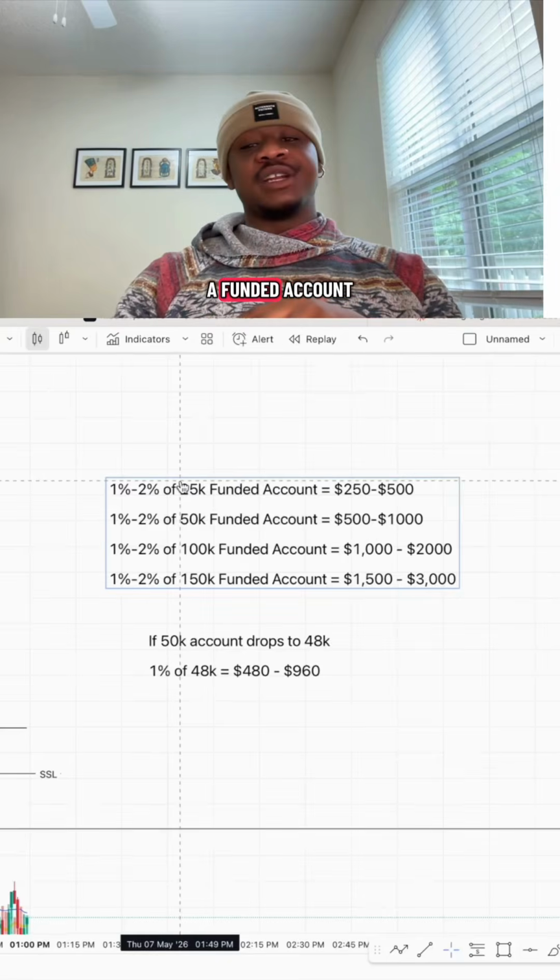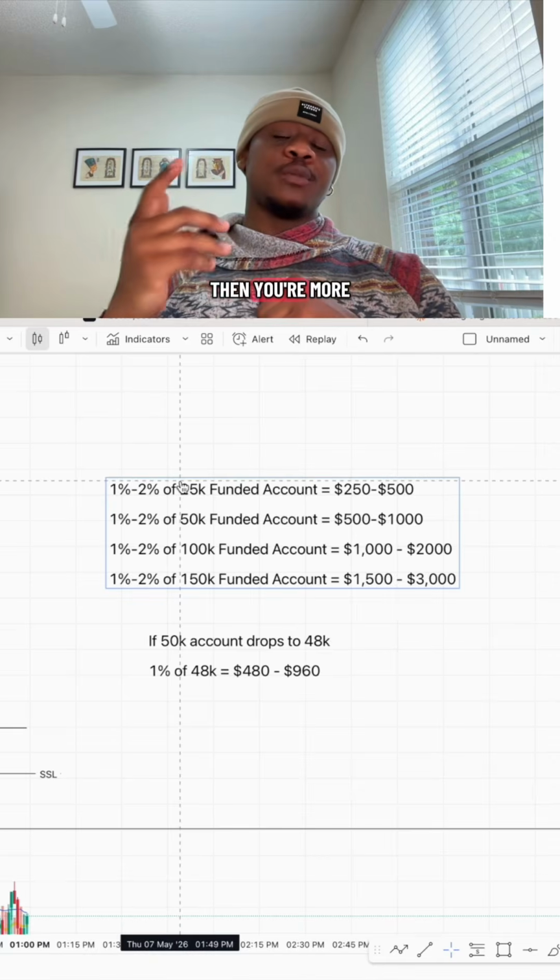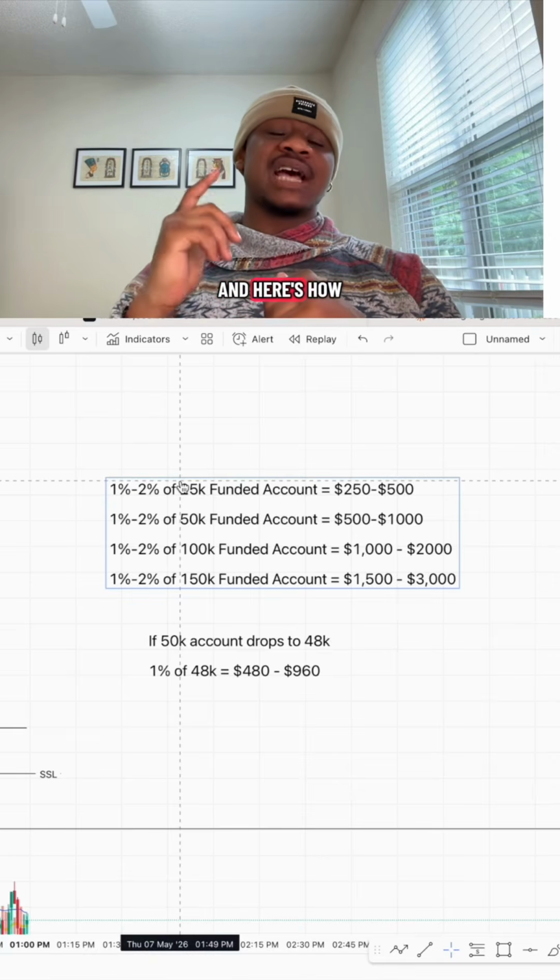If you're trading a funded account and you don't know how many contracts to take before you enter, then you're more than likely gambling, and here's how to fix it.